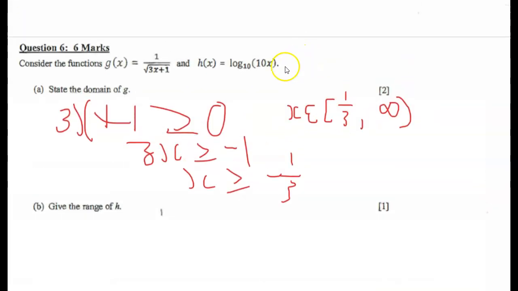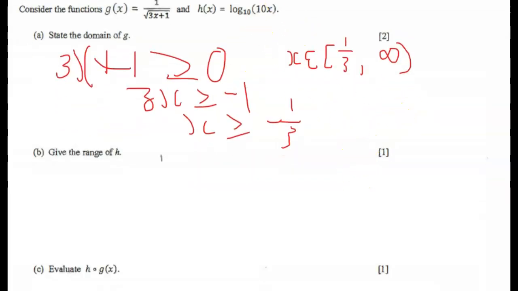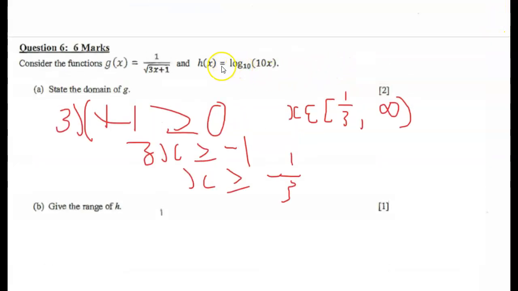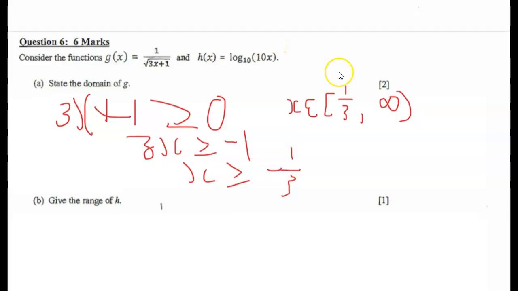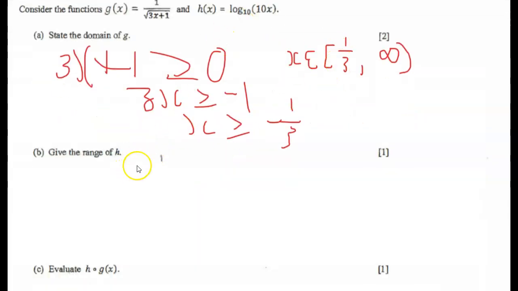Okay, so now the range of h. Always look at the mark scheme. It's one mark, so it's something simple. So y is equal to log base 10 of 10x. Now you might think, how do you do this? Anytime you get it, just sketch the graph. That's basically all you do. I know for a fact this function will look like this, and by just drawing the function, I know my range. It's simple. But how do you know to draw this?